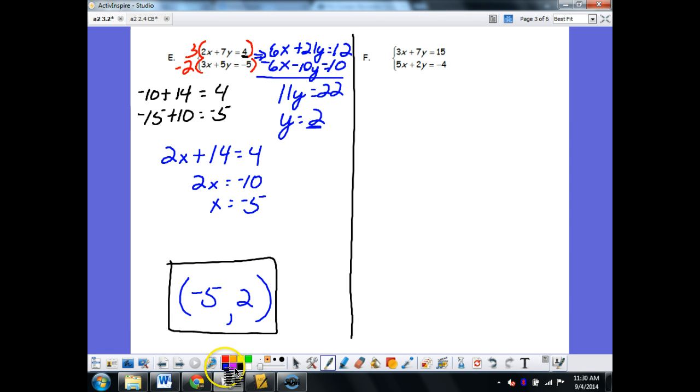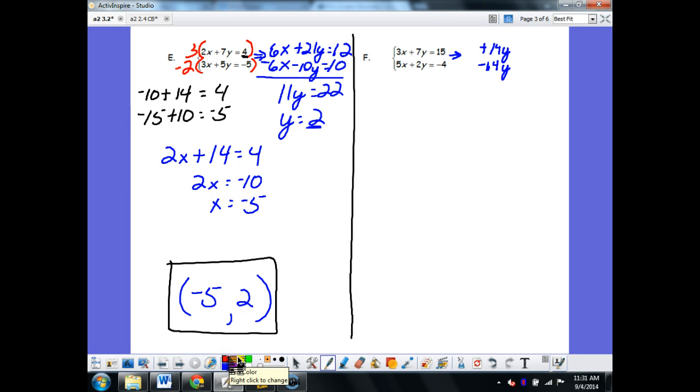And once again, we can choose a variable to eliminate. This time, just for fun, because I am all about fun, I'm going to eliminate the y's. I'm going to look at a number where both 7 and 2 go into, and that is 14. So I want to end up with 14y in both of those, but I want one of them to be positive, the other one to be negative. And it doesn't matter which one.